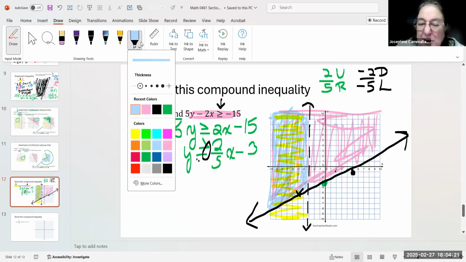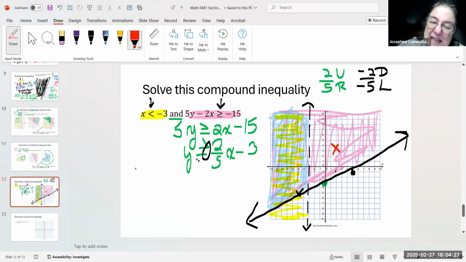This pink part and this little, and I'm going to put a little, what I'm going to do is this pink part and this yellow part where I have 2 X's, they're not included. Okay. And again, can you take a test point? Well, let's take this one right here. This is -6, 0.